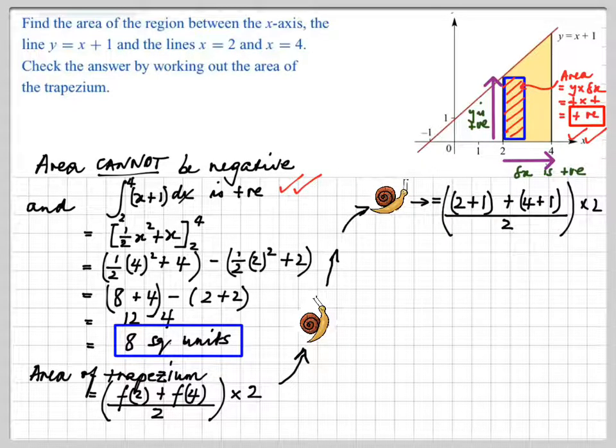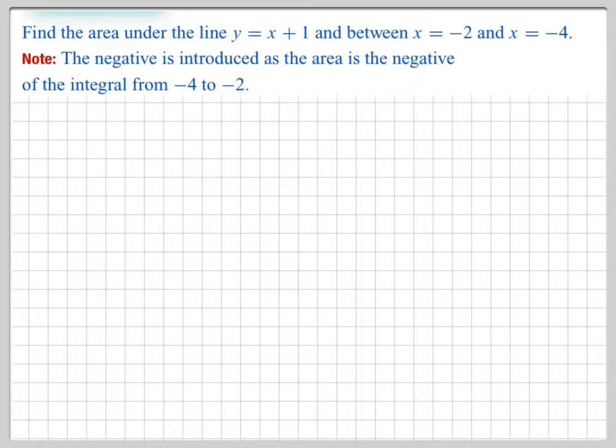Yes, I'm just putting the numbers in now, guys, okay? So x plus 1 is the function, so I'm putting 2 plus 1 in for the first term, 4 plus 1 in for the second term, adding them up, dividing by 2, and then multiplying by 2. And we get 8 square units, and I'm about as happy as Mr. Snail now, because I got the same answer as I did for the algebraic technique. So I'm laughing too. Thank you, Mr. Snail.